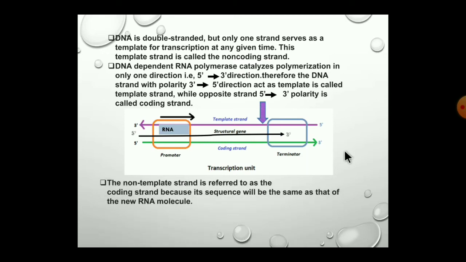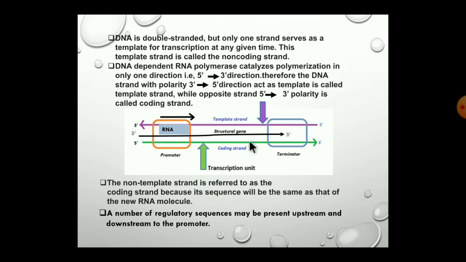The non-template strand is referred to as the coding strand because its sequence will be the same as that of the RNA molecule. So the sequences of these are the same as in the case of RNA. For example, here thymine base pairs with adenine, guanine base pairs with cytosine. So they are complementary to each other.